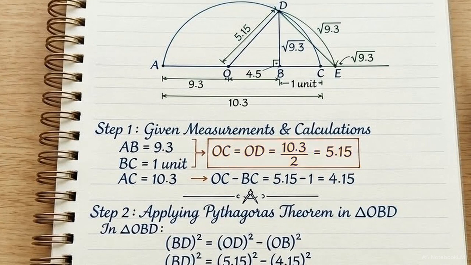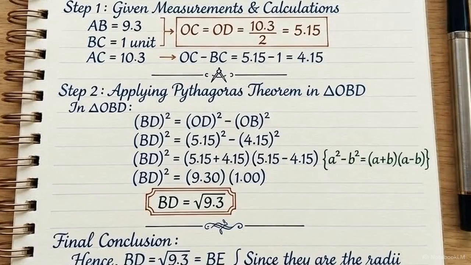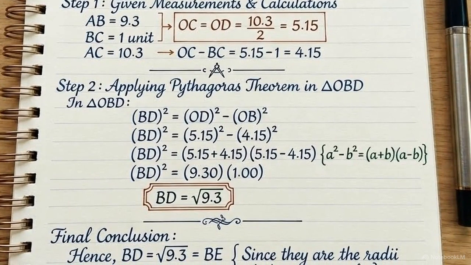Think about the base of our triangle, segment OB. The distance from center O to the end C is our radius of 5.15. Subtract the 1-unit extension, BC, and what is left for the base? Exactly 4.15. With a hypotenuse of 5.15 and a base of 4.15, we can set up the Pythagorean theorem to solve for our vertical line, BD squared.